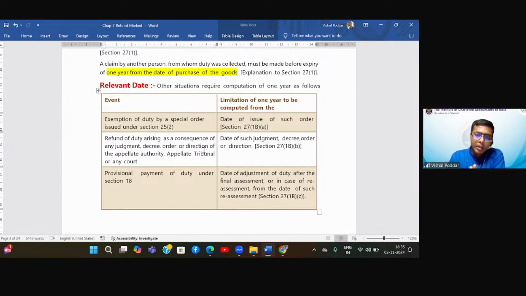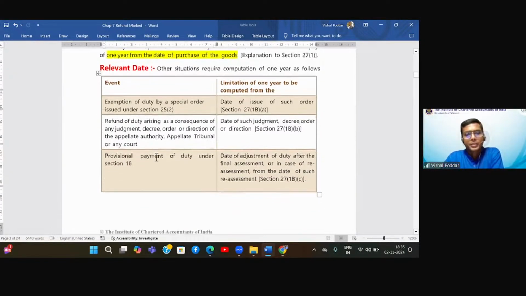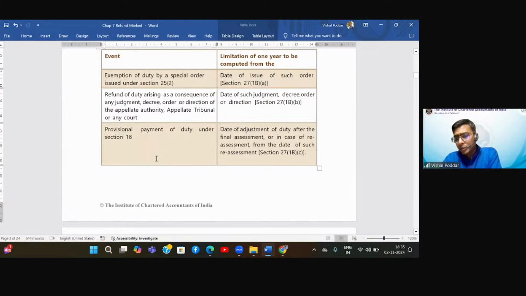So very logically, the law has carved out this special scenario that in this particular case, your 1 year time limit for making a refund application will be counted not from the date of payment of duty, but from the date on which this order was passed. I hope this is clear, students.